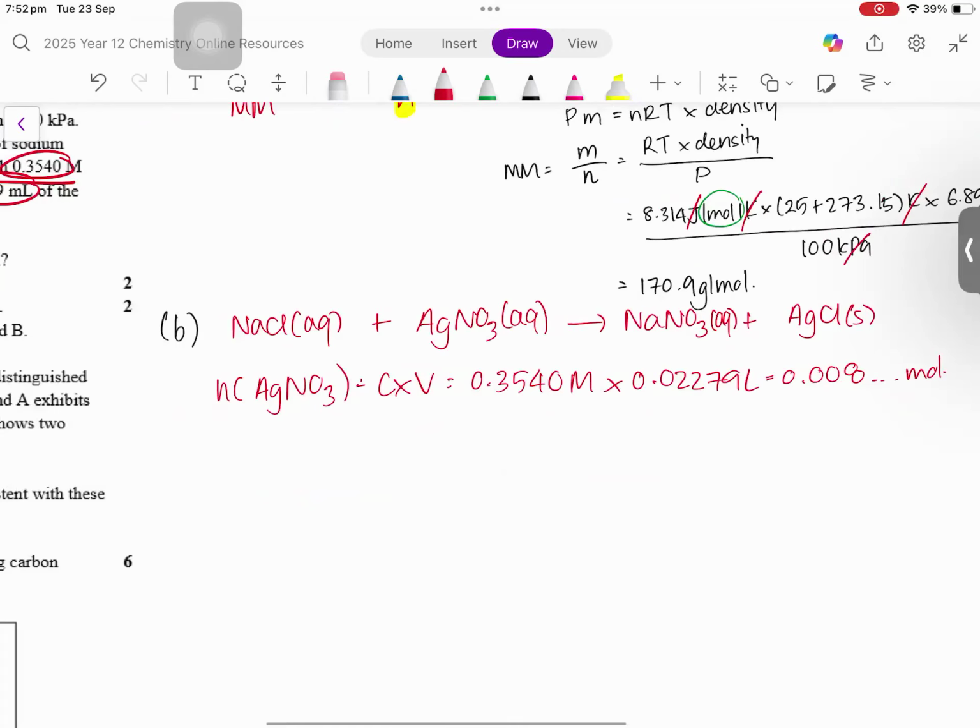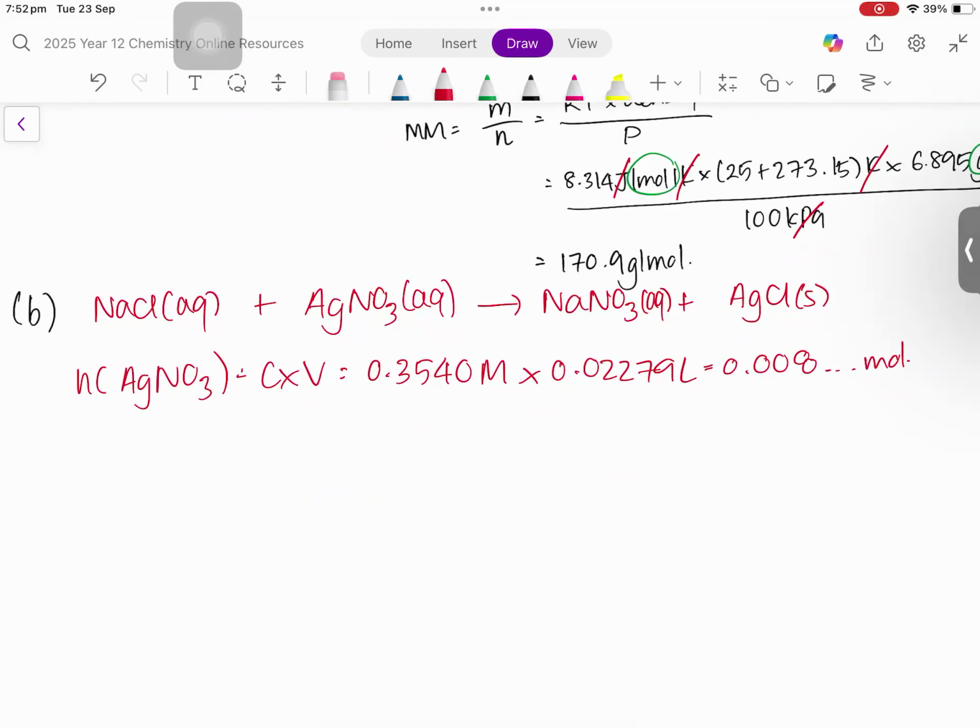That'll get me, now remember, I want the chlorine in compound A. All of the chlorine in compound A is turned into sodium chloride, so I need to get sodium chloride. I've already balanced the equation. It didn't need any extra balancing. So the moles of sodium chloride is the same as the moles of silver nitrate, AgNO3. 0.008 mole.